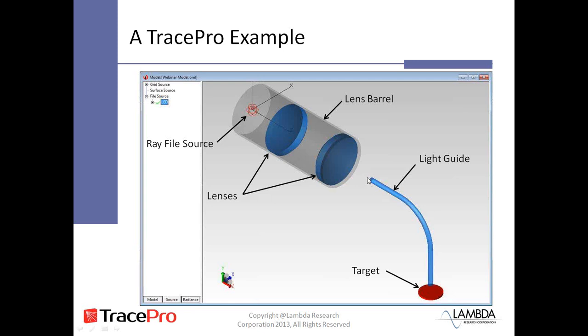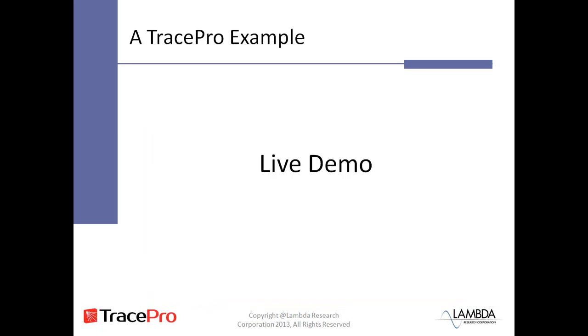This light guide starts off and then it bends 90 degrees around a corner. And then we put a target here at the output surface of the light guide so we can analyze the results. In this case, our light source is going to be a ray file. We're going to insert a ray file from an LED manufacturer into the model to use as the source. And we'll build this model up from scratch as we go. So with that, I'm going to go over to TracePro and we'll start working on that model.